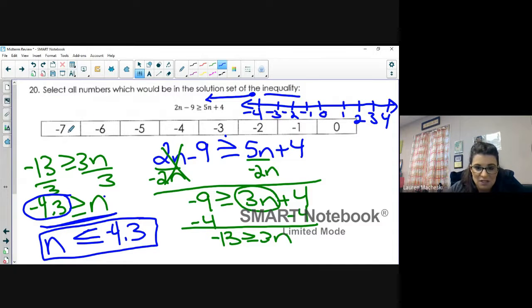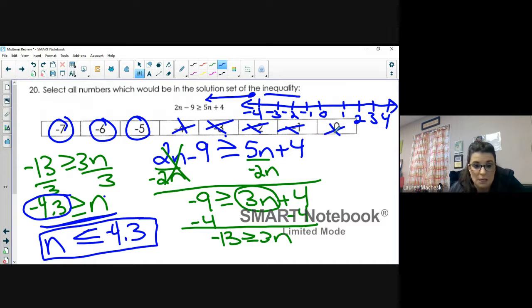Is negative 7 going to satisfy that? Yep. Negative 6 would satisfy it. Negative 5 would. Negative 4. Well, look. This is over. It's not touching negative 4. So no, no, no, no, and no. So only those last 3.